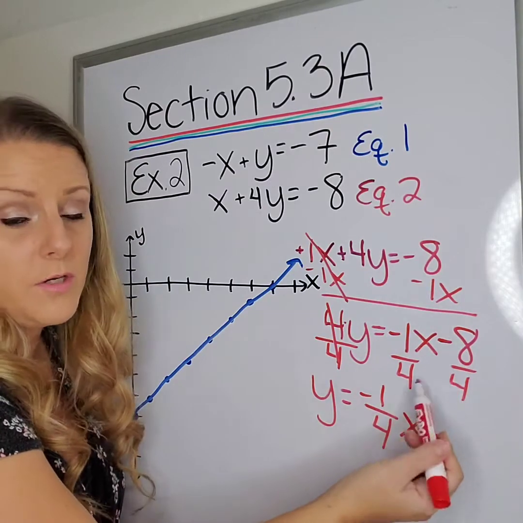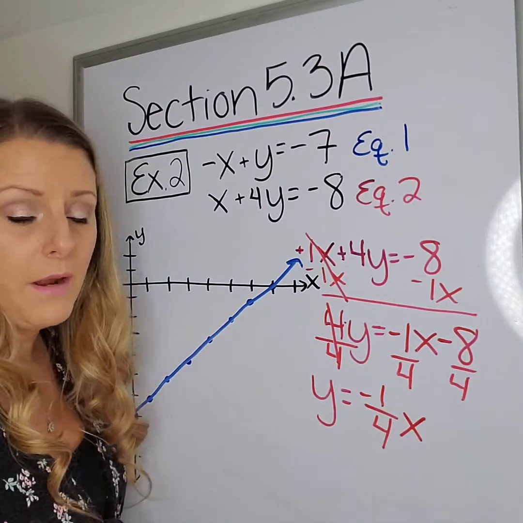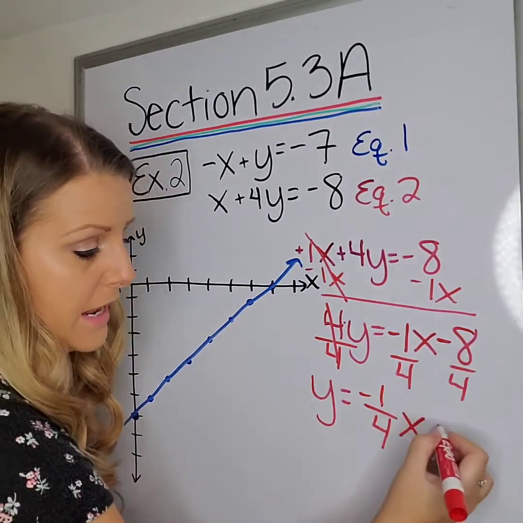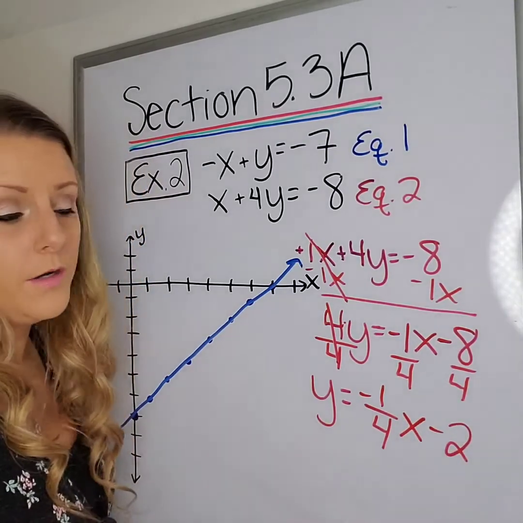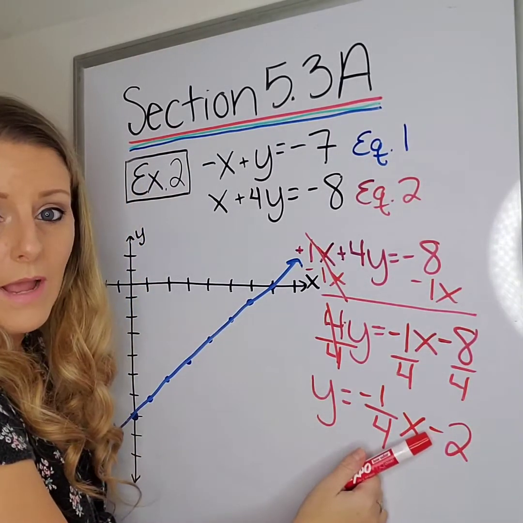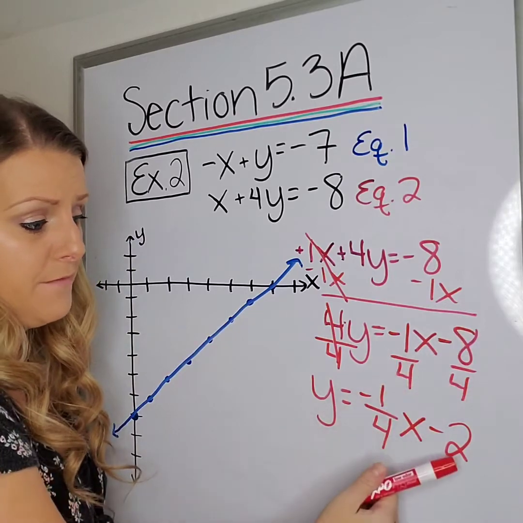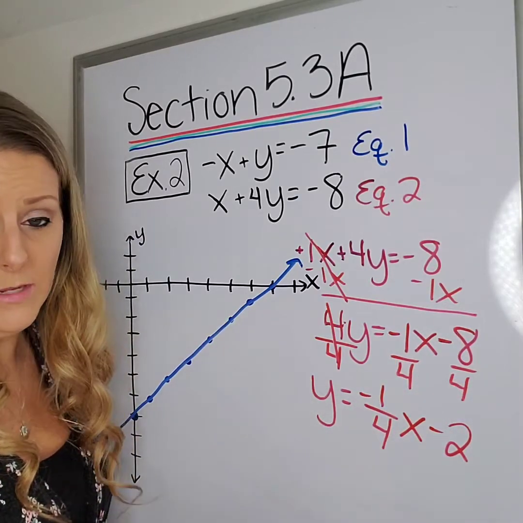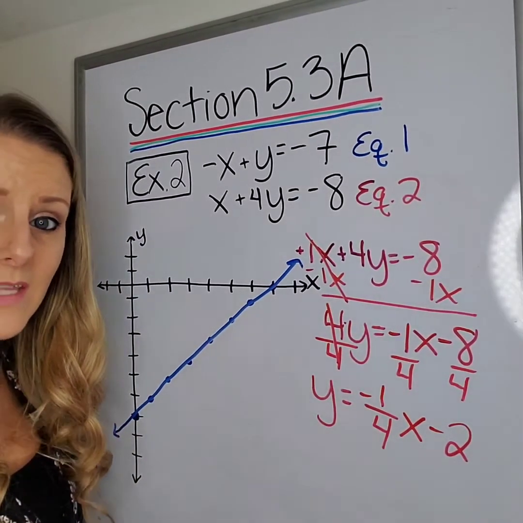But this you can reduce. -8 divided by 4 is -2. Or you can just write the negative symbol, the minus symbol here, and do 8 divided by 4 is 2. You'll still get the same answer. So now we're going to use that to graph.